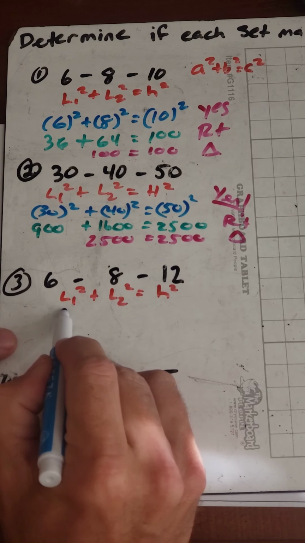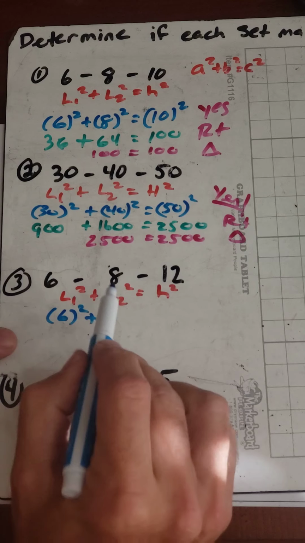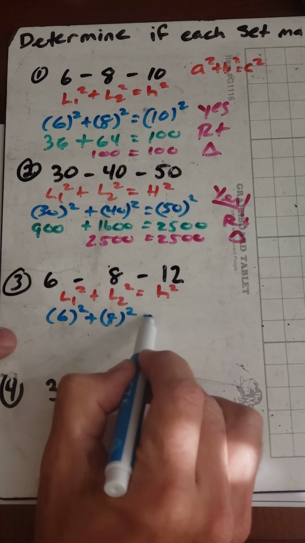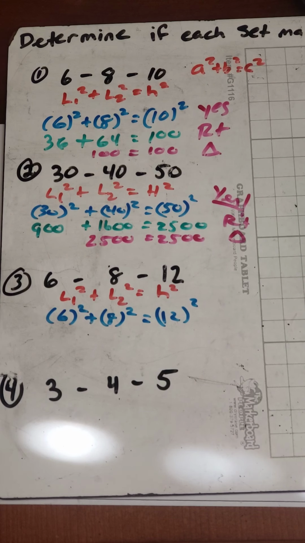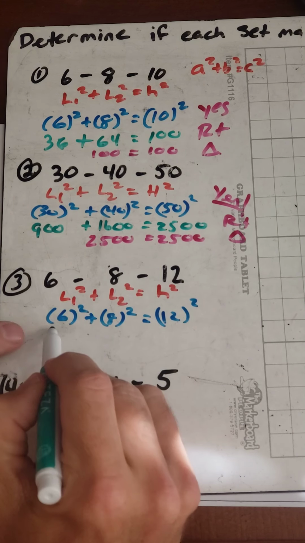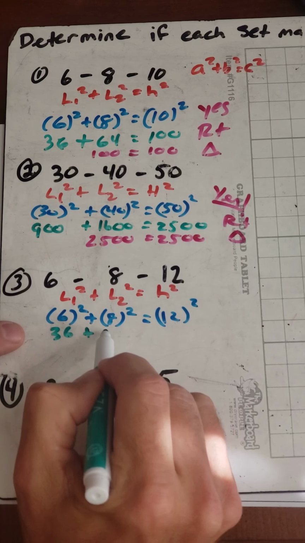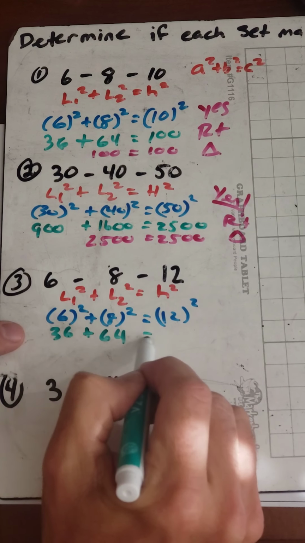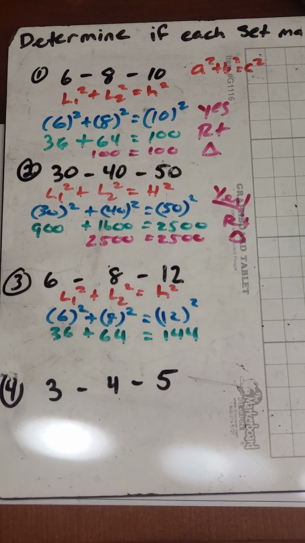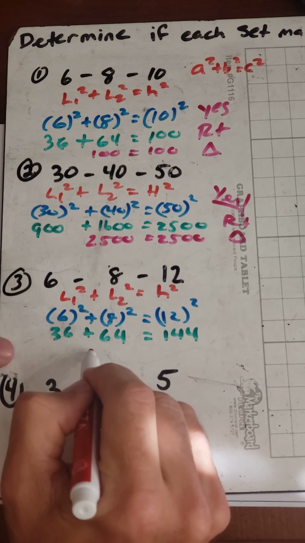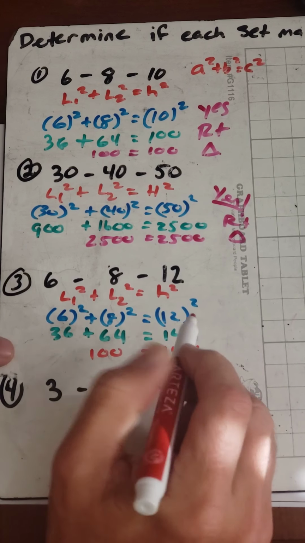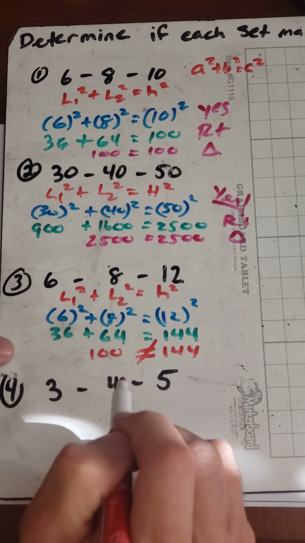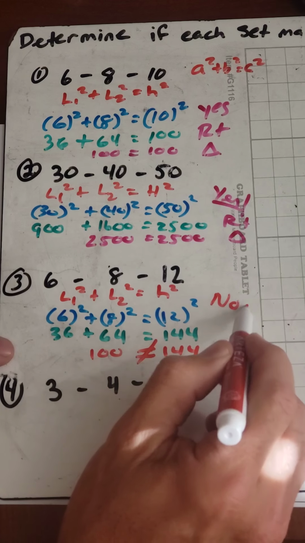So then I have 6 squared plus 8 squared equals 12 squared. All right, and then the next one is 36 plus 64 is equal to 144. And lastly, we see that 36 plus 64 is equal to 100. And that does not equal 144. So those are not equal to each other. So this is not a right triangle.